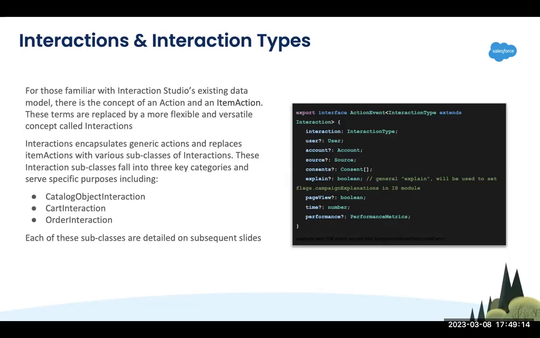You can look at how the code looks inside your Data SDK. There are different snippets of code, JavaScript controllers and sitemaps available for you to ingest and leverage inside your SDK. I know some of you are really familiar with the existing Interaction Studio data model. There's a concept of action and item action, which you leverage for your flexible and versatile concept called interactions. These are the two tags, action and item action, which capture the respective behavioral data of a person.